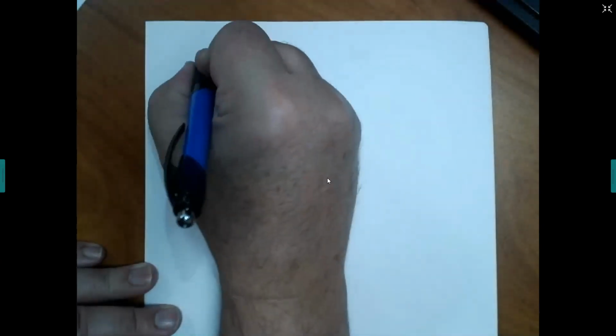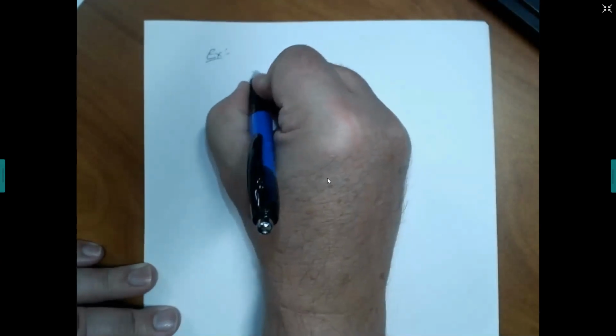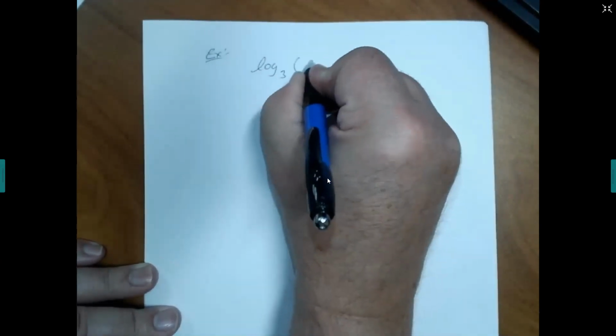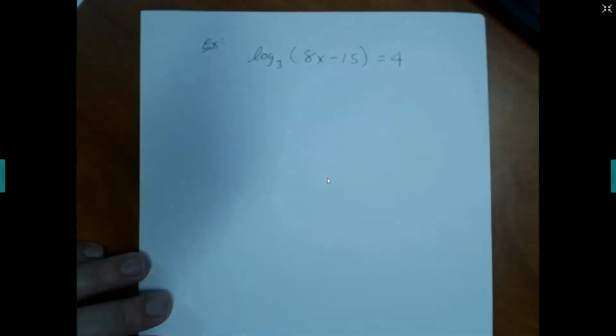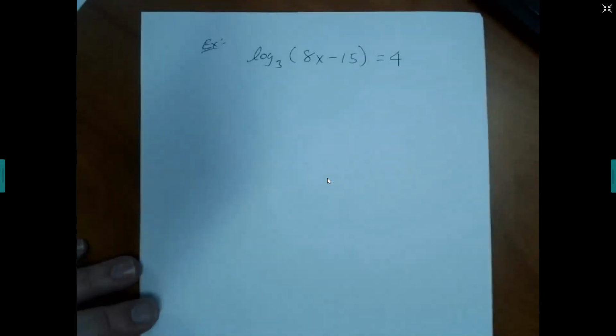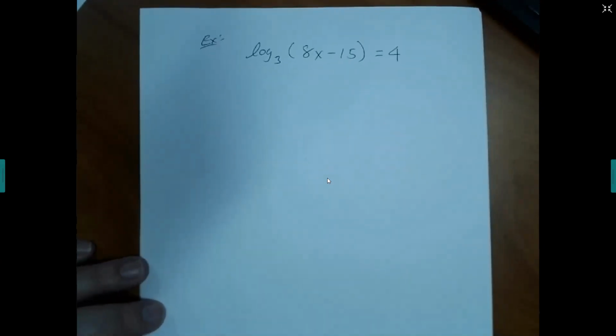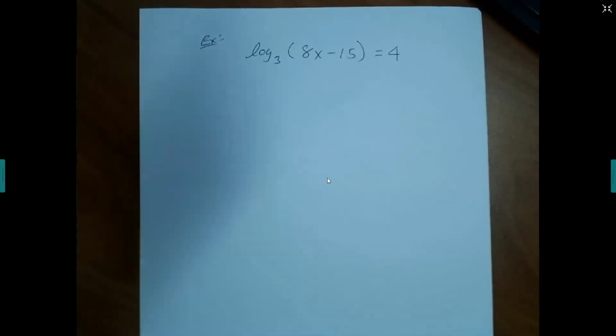Okay, one more example, and then we'll look at the homeworks. Log base 3 of 8x minus 15 equals 4. So how do you think we're going to attack this one? You can log out the 8x and the 15. No, can't. So we're gonna turn that into a fraction.